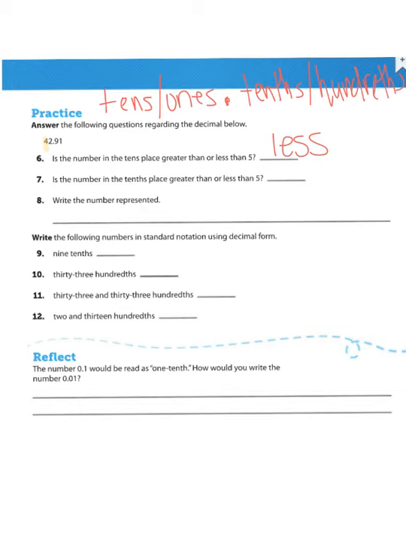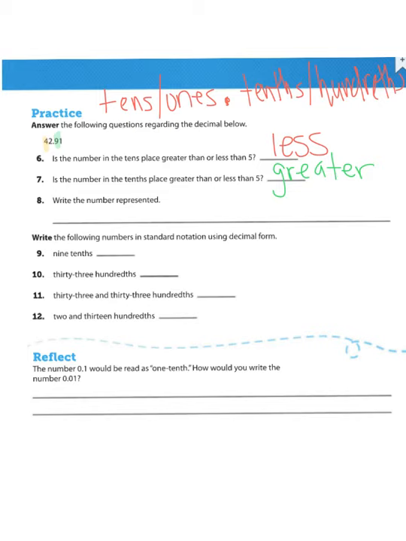Okay, now number 7 says, is the number in the tenths place greater than or less than 5? So now we're going to look at the number that comes right after the decimal point. That's going to be your tenths place value. And that number is 9, so think, is 9 greater than or less than 5? And the answer to that would be greater.